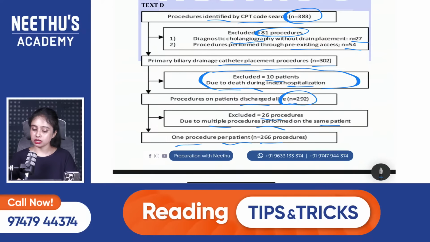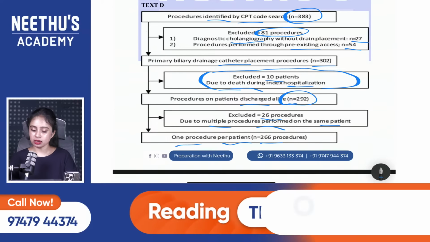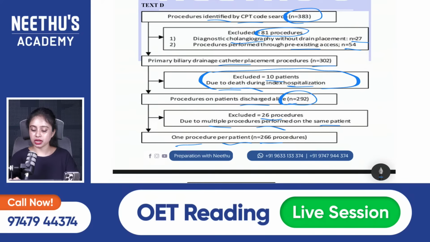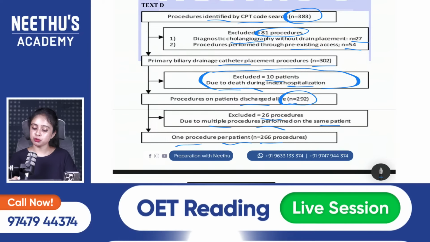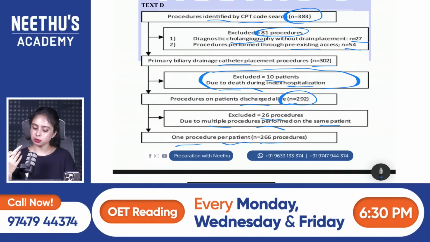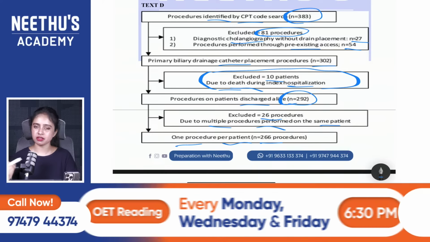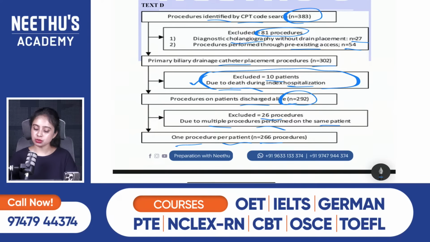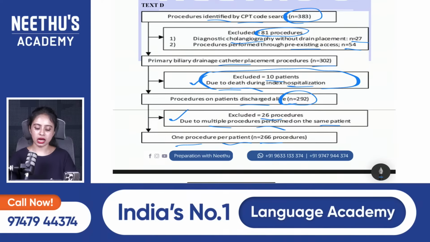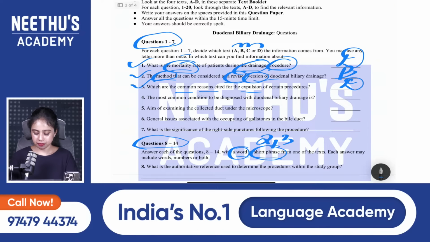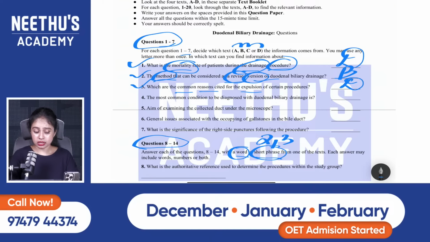Why were they excluded? Because of one reason: diagnostic cholangiography without drain placement, procedures performed through pre-existing access. Reasons are mentioned for why they have excluded. Here it is due to death. Here it is due to multiple procedures performed. So the answer is mentioned in D. Sorry dear, it's not from A, Shubhajit, it is actually from D.